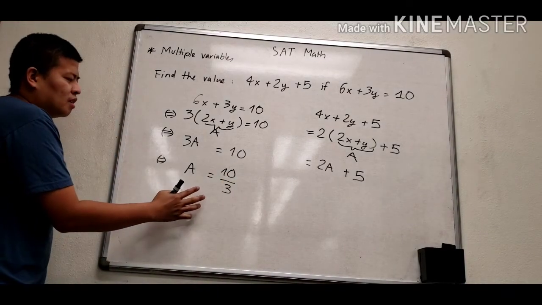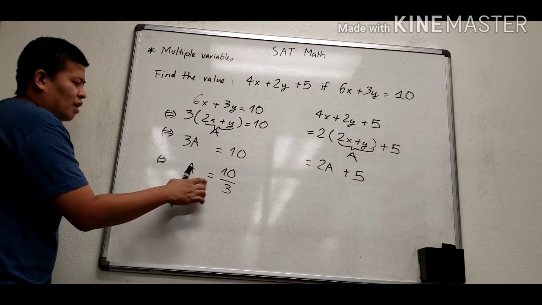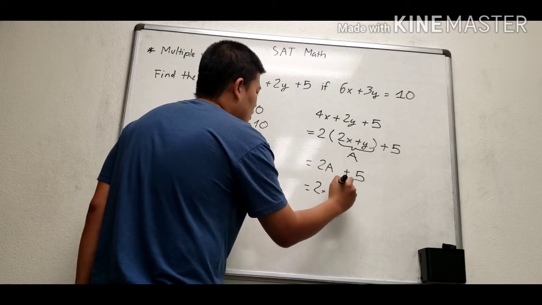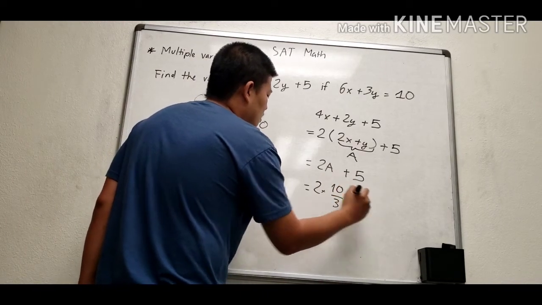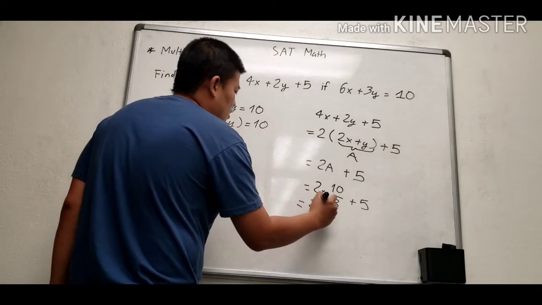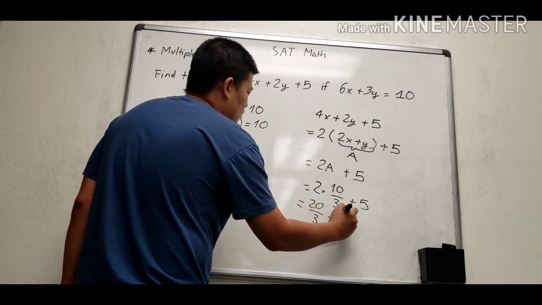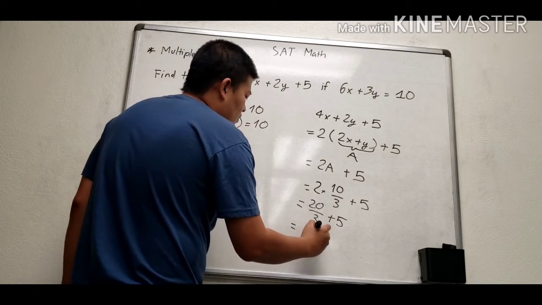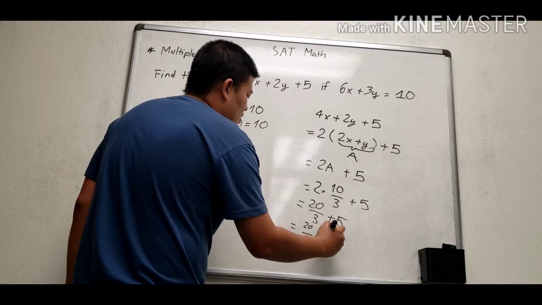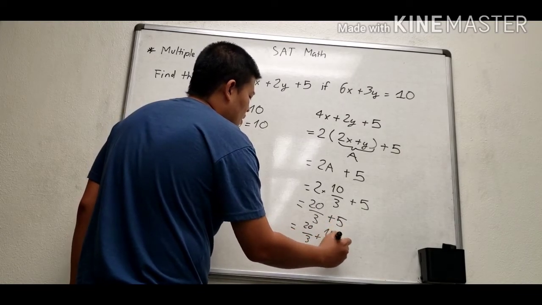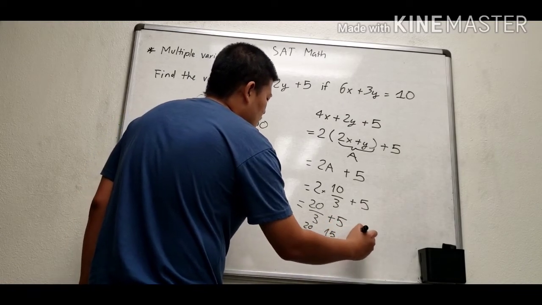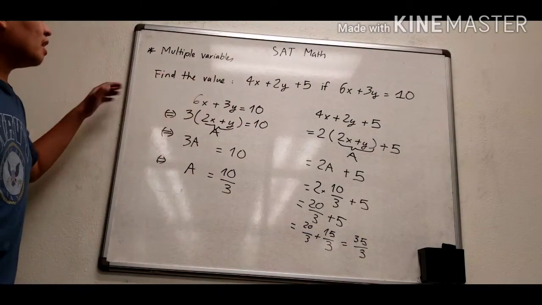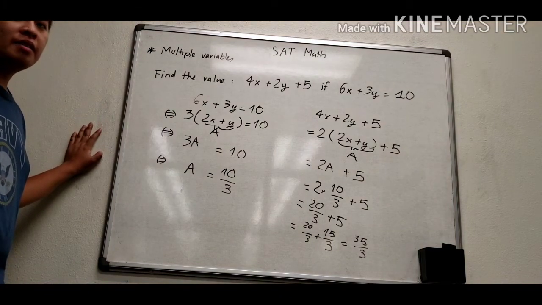After we find the result of capital A equal to 10 divided by 3, we can input it in here, and we get 20 divided by 3 plus 5. 5 is 15 divided by 3, and we get 35 divided by 3. So that's the answer step by step about multiple variables.